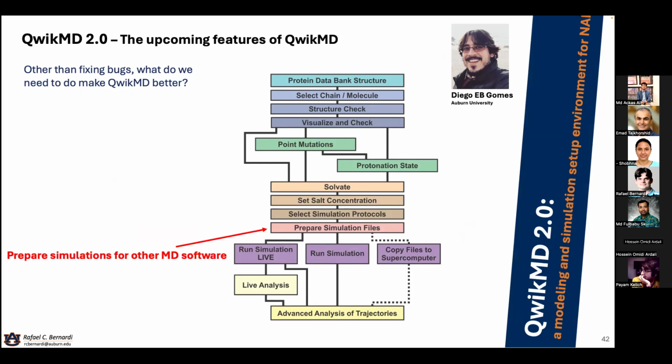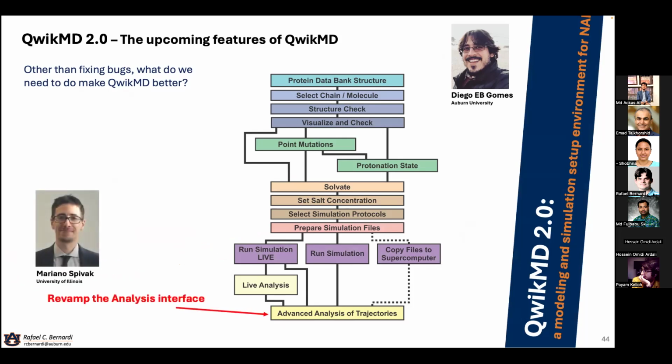Prepare simulations for other MD software. Another way of doing that is that now NAMD3 is completely integrated, so you can run Amber force field simulations the same way you're running CHARMM. So perhaps we just include the Amber force field here, so you can prepare a simulation for the Amber force field through QuickMD. We need to do a better integration with NAMD 3.0, which does not exist at the moment. It's basically the same input, but we can integrate better and take some advantage of that.